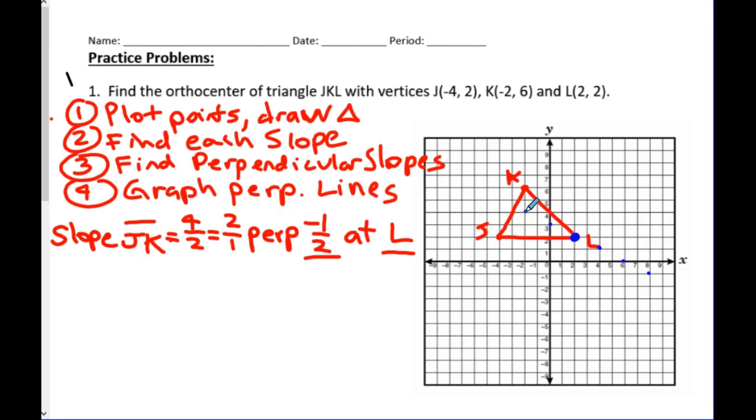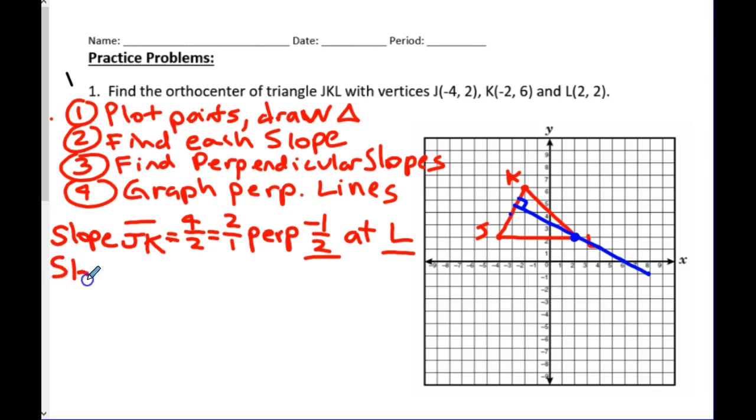And that is perpendicular. We just did the altitude starting at L because it's perpendicular to JK. Then we're going to do the same thing for the other two segments.